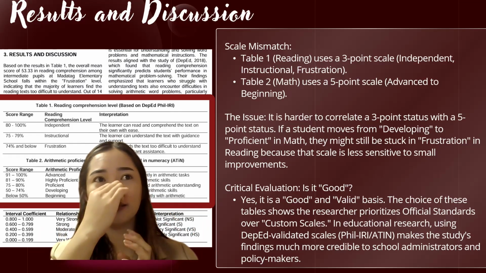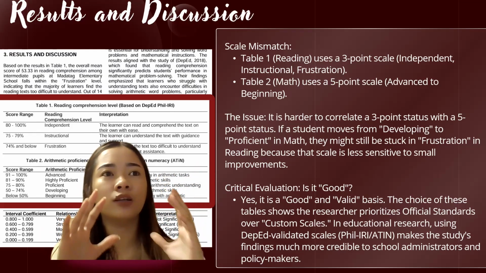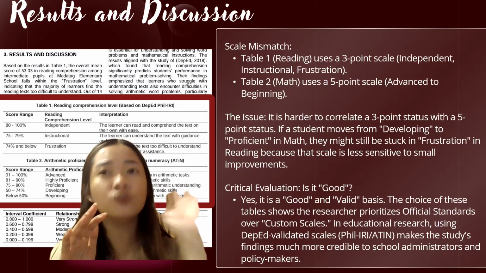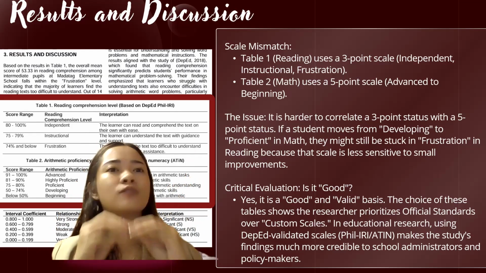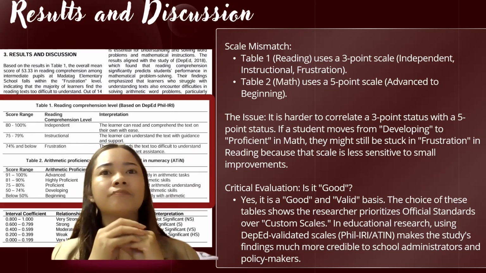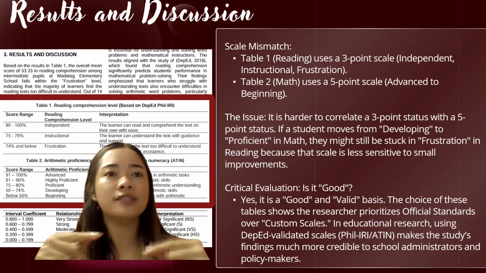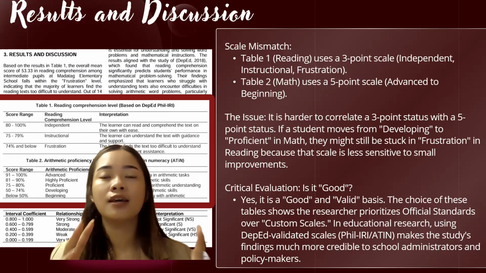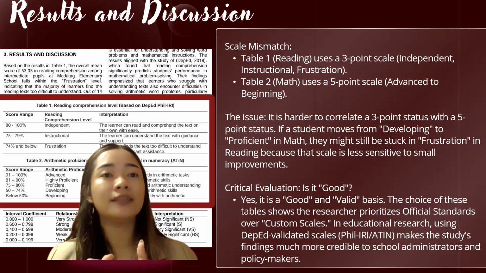Again, the issue here is that the range or the level indicated in Table 1 and Table 2 is quite different. The first table uses a 3-point scale and Table 2 uses a 5-point scale, which is kind of hard for getting their relationship or identifying the level of the students, I think. So is it good? For me, yes. It is a good and valid basis. The choice of these tables shows the researcher prioritizes official standards over custom scales. So Table 1 was adapted from the DepEd validated scales.